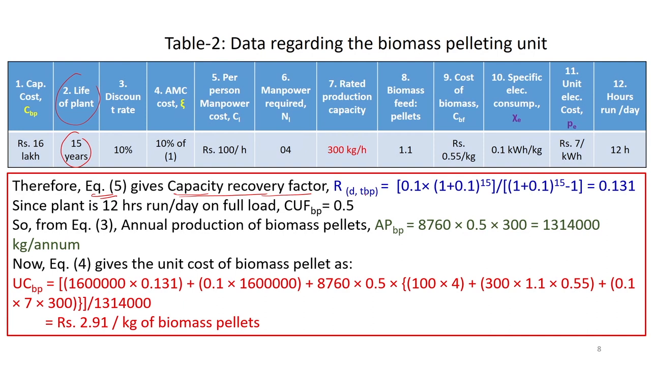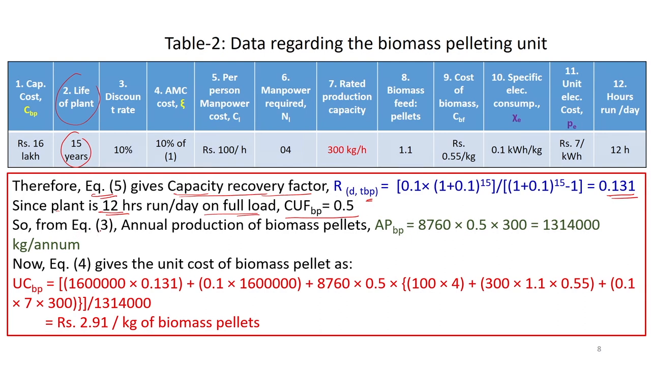So, if you use the earlier equation 5, which gives the capacity recovery factor, which was represented by RD,TBP, for this biomass pellet, the expression is 0.1 multiplied by (1 plus 0.1) to the power of 15 divided by (1 plus 0.1) to the power of 15 minus 1. So, it will give you a value of 0.131.